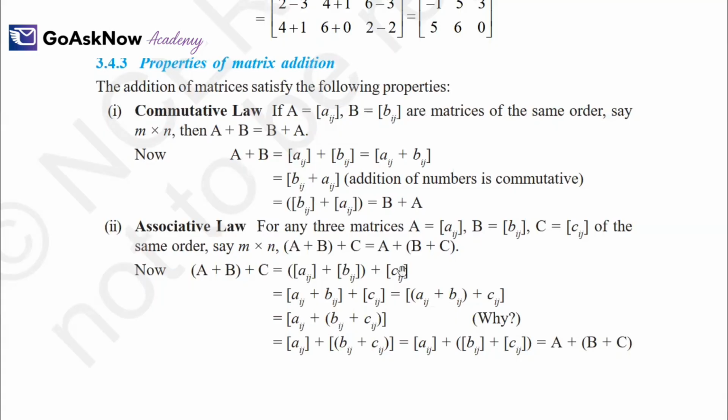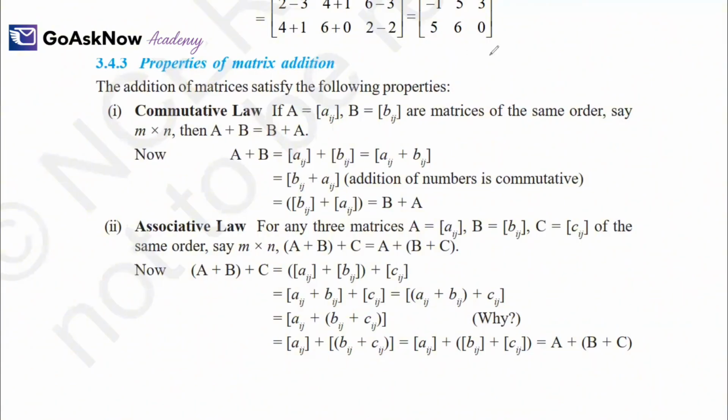So what are the properties of addition? The first property is the commutative law. If Aij and Bij are matrices of the same order, say M cross N, then A plus B is equal to B plus A. This is the commutative law. You already know that A plus B, or A into B, is equal to B plus A or B into A. That is the commutative property.